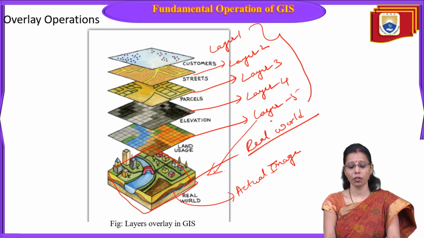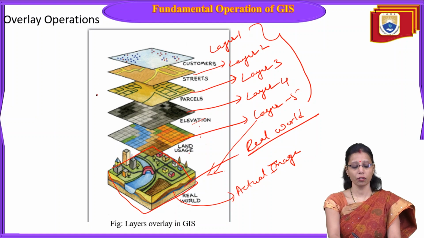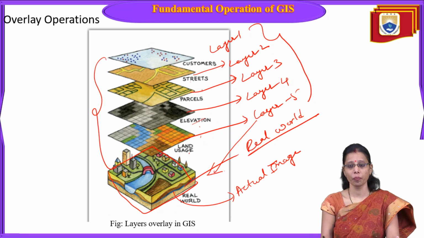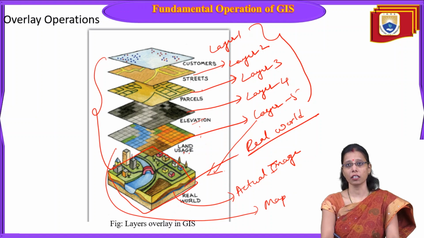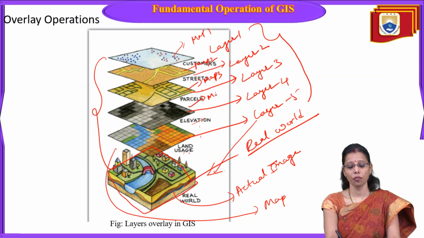So the different layers: layer 5 is land use, layer 4 is elevation, layer 3 is parcels, layer 2 is tweets, and layer 1 is customers. So you have 5 layers together. If you combine all these layers, you will get a final map. So overlay one over the other. You can overlay different maps one over the other, and you can also separate the map. This can be map 1, this can be map 2, this can be map 3, this can be map 4.